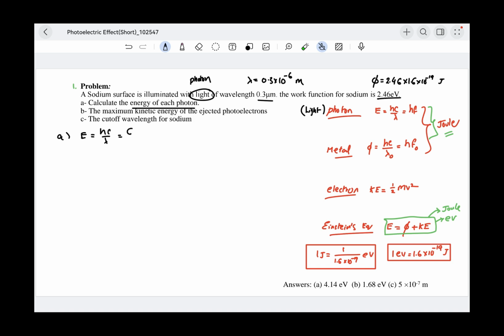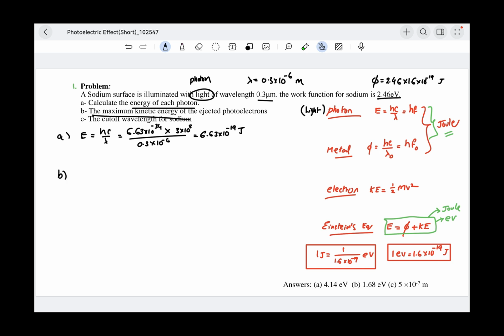So that is equal to 6.63 times 10 to the power of minus 34 times c, 3 into 10 to the power of 8, over lambda. The given value is 0.3 times 10 to the power of minus 6. The answer is 6.63 times 10 to the power of minus 19 joule. That's it. Next one, the B bit.